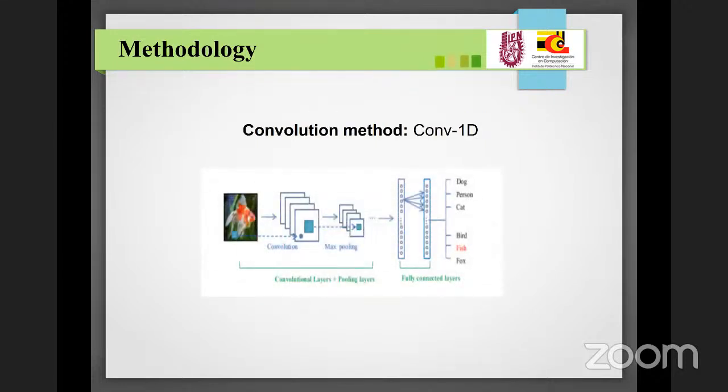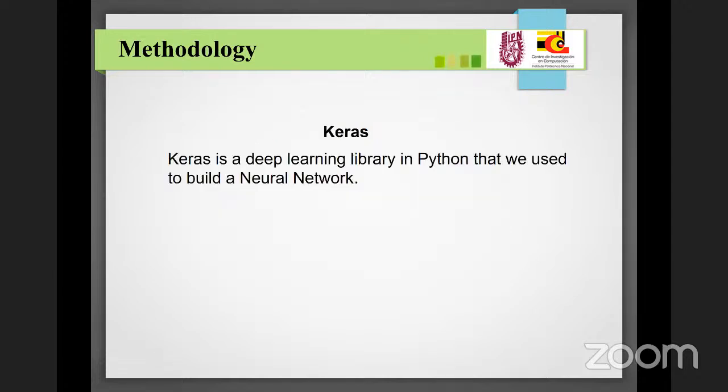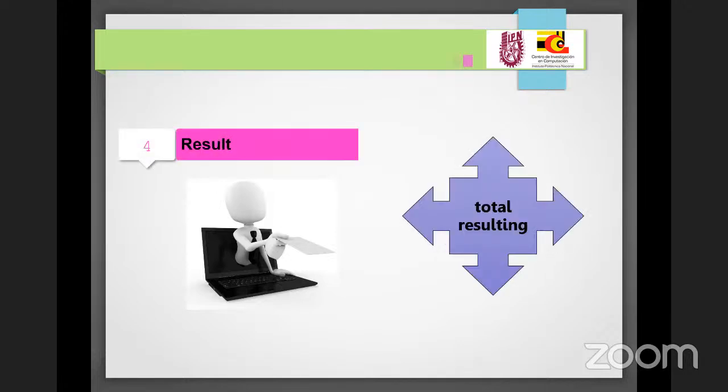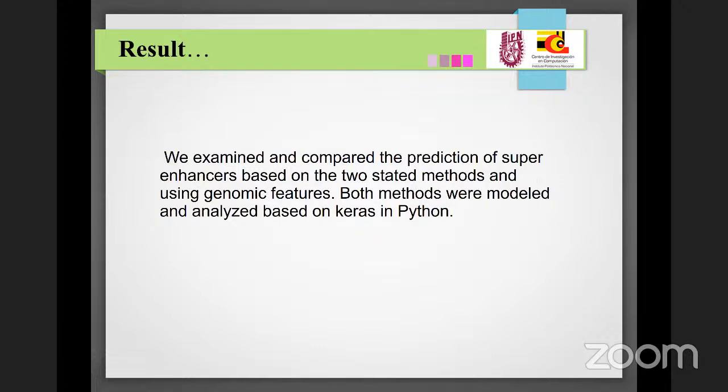Here is the convolution method, one of the most common deep learning methods in solving machine learning problems, which has been widely used in image and video processing, or CNNs. What is Keras? Keras is a deep learning library in Python that we use to build a neural network. In the last section, we have the results and conclusion. We examine and compare the two methods for prediction of super enhancers using genomic features. Both methods were modeled and analyzed based on Keras in Python.